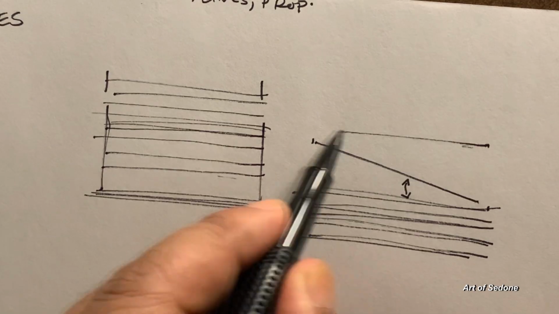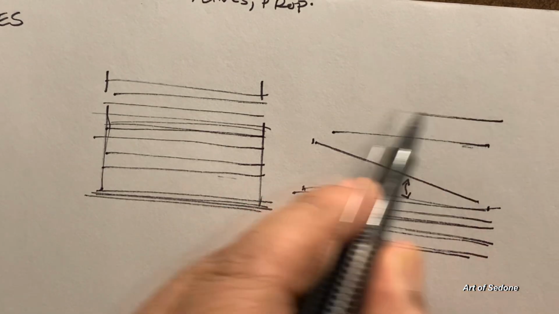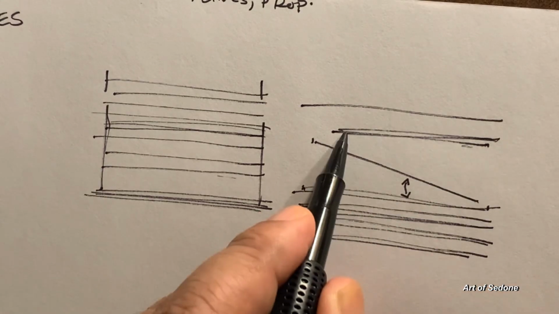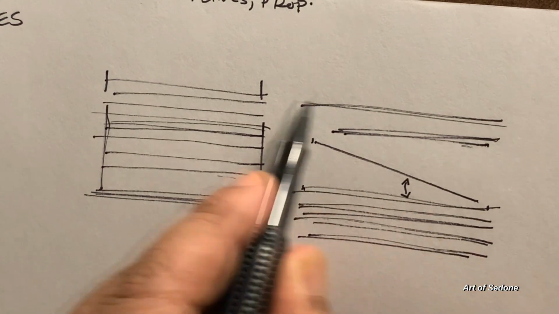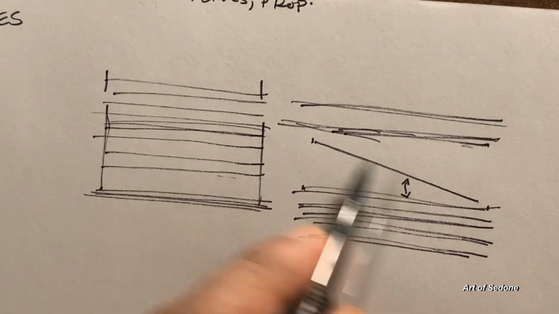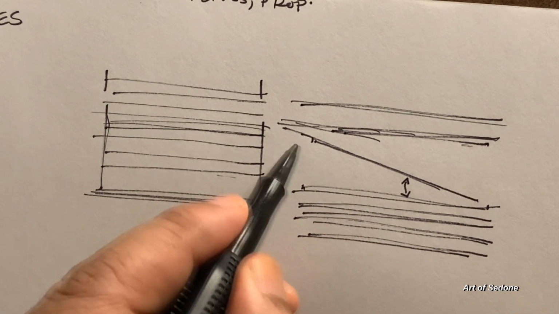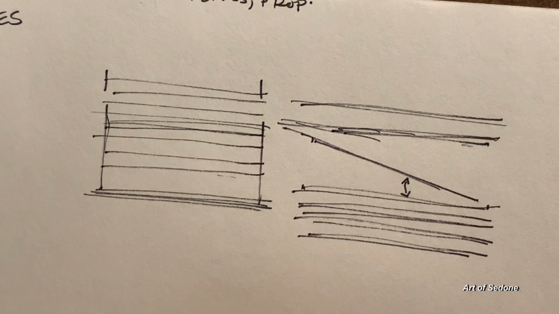I'm going to make this angle right here. So let's say that this is parallel, and then this goes like this. It's almost parallel. So you have this thing. Now as long as you keep, this has to do with proportion.